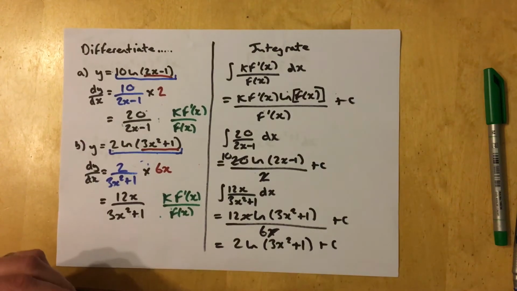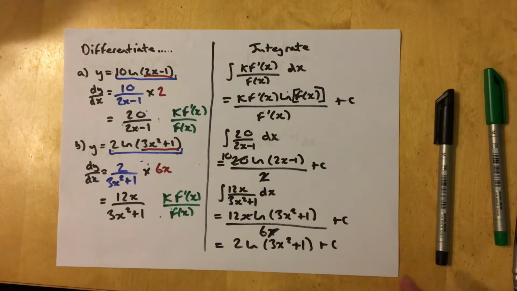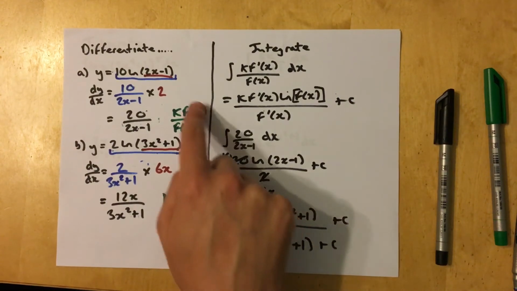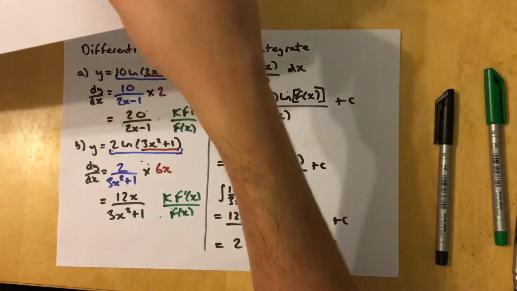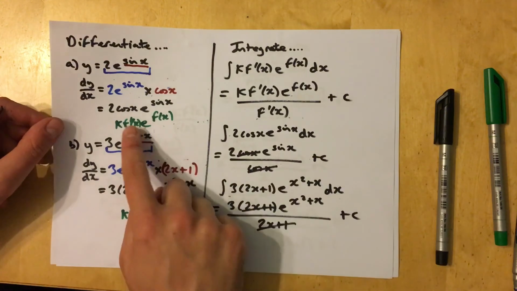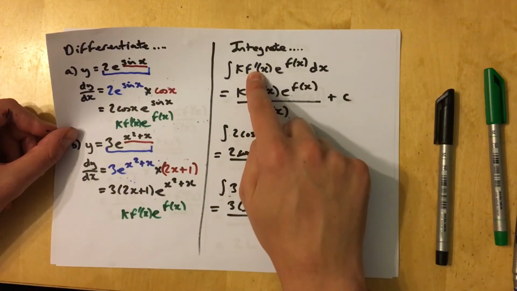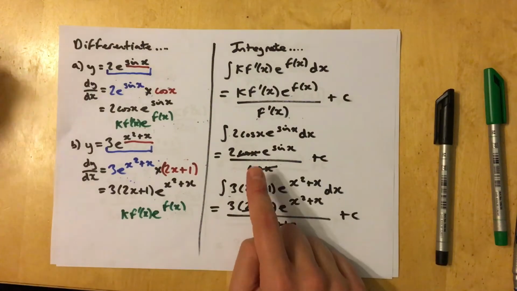Okay, so if we just recap, we've spotted 3 main forms there. We've got this form, where we've got a multiple of the derivative of the denominator in the numerator. When we integrate something of this form, we're going to end up with a log function. Then the form involving exponentials, where we've got e to the power of a function and a multiple of the derivative at the front, where basically we just divide by the derivative of the inner function.